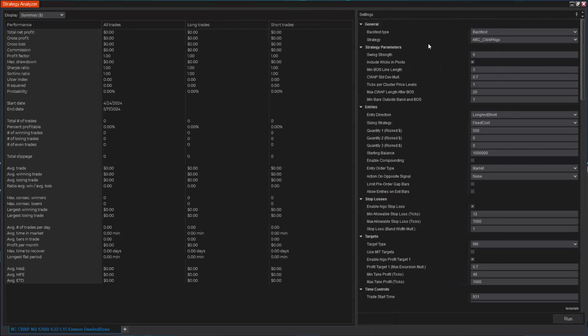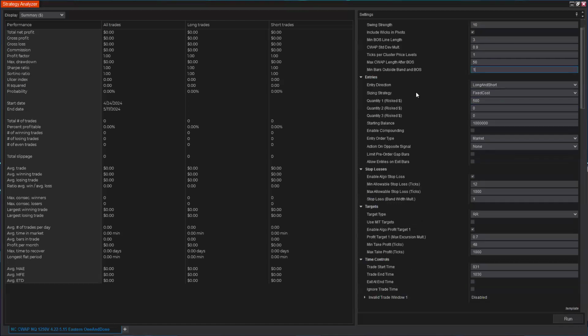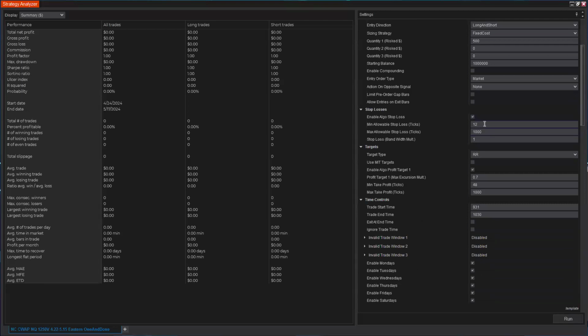Swing strength. All right. So since we are using a smaller fractal, in other words, the bar size, we're going to set a higher swing strength. I'm going to start with 10. I'm going to include the wicks, minimum boss lines, 3, that's fine. 0.9 for the deviations. Ticks per cluster, 1 is fine. Max CWAP length, I'm good with 20 for now. Let's actually bump it to 50 just to get all of them in there. Minimum bars, 1 is good. Minimum stop, actually, I'm probably good with 12.